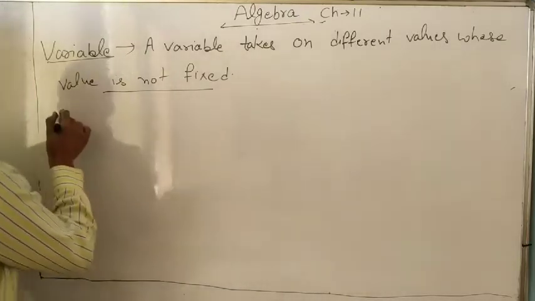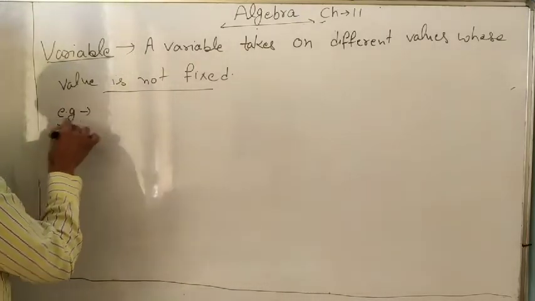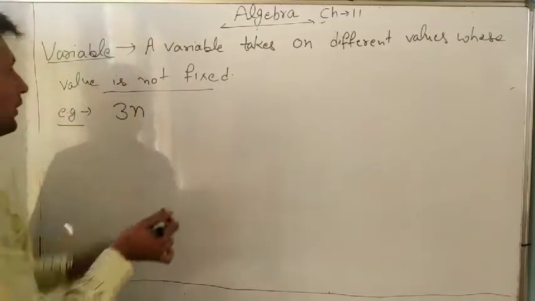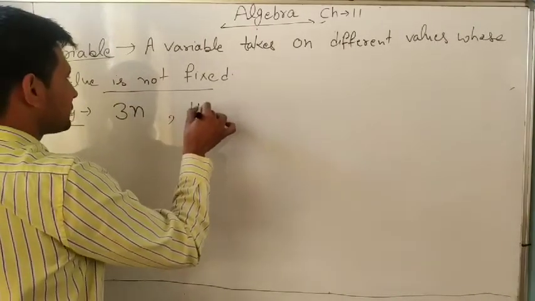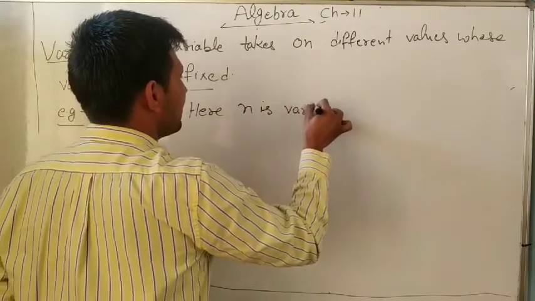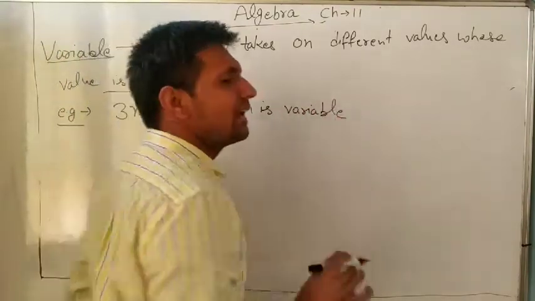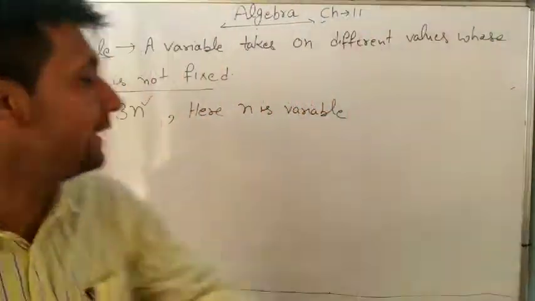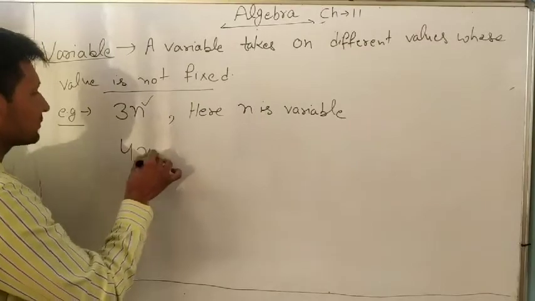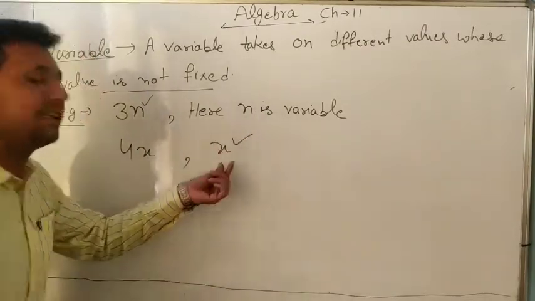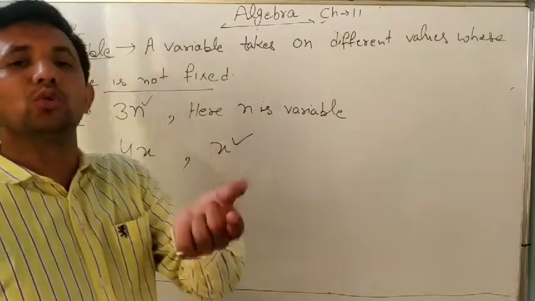So for example, you can write 3 into N, 3N. N is variable. And it is not necessary, dear, that you take N. You can take any. You can take 4x, it is also variable. You can take x only, it is also variable. Maybe x value is 1, 2, 3, we don't know.